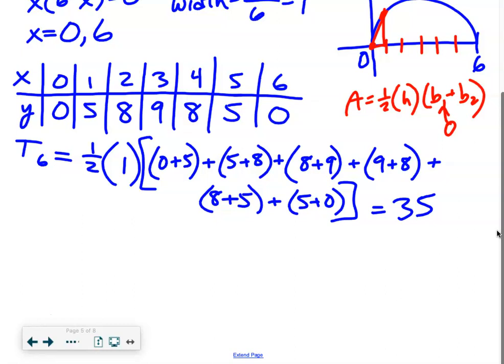All trapezoids are what? Not all of them are born quadrilaterals. We don't discriminate against a 3-sided trapezoid, right? Okay.